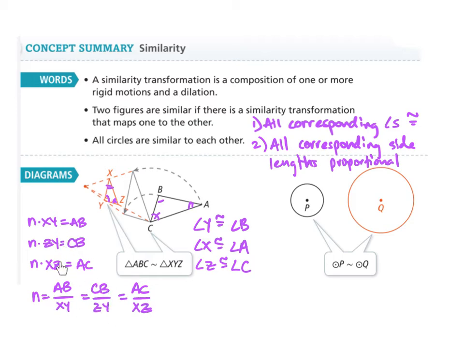Either one of these statements is saying the second part of our definition over here, that all the corresponding side lengths will be proportional. And of course, this is because all the corresponding angles are congruent.